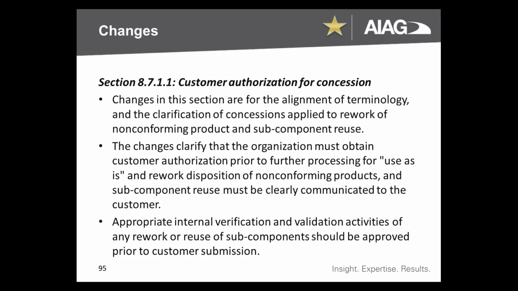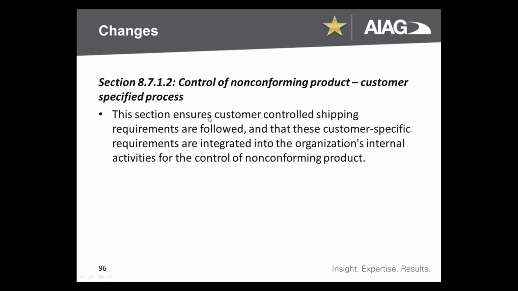The requirements related to recording an expiration date or the quantity authorized and clearly identifying on shipping containers products shipped under concession, all of that remains the same. In the section on control of non-conforming product, customer-specified process ensures that customer-controlled shipping requirements are followed and that these customer-specified requirements are integrated into the organization's own internal process.